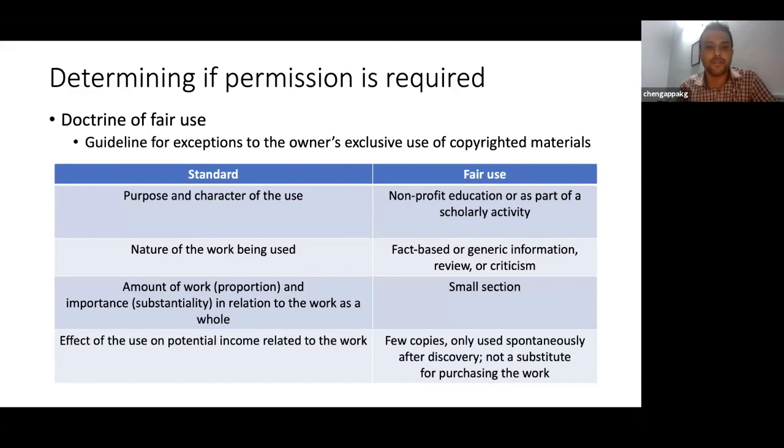Then the nature of the work being used. If it is fact-based or generic information or a review or criticism, like now it is the COVID era. Somebody says that this drug has been working in COVID, and all the newspapers publish it the next day. Are the newspapers violating the copyrights of the author? No, they are not. It is fact-based and very generic information. They are not trying to reproduce it for financial gains. Then the amount of work that is used. If it is a very small part of the work, usually it is overlooked by these publishers. And the effect of the use on potential income related to the work.